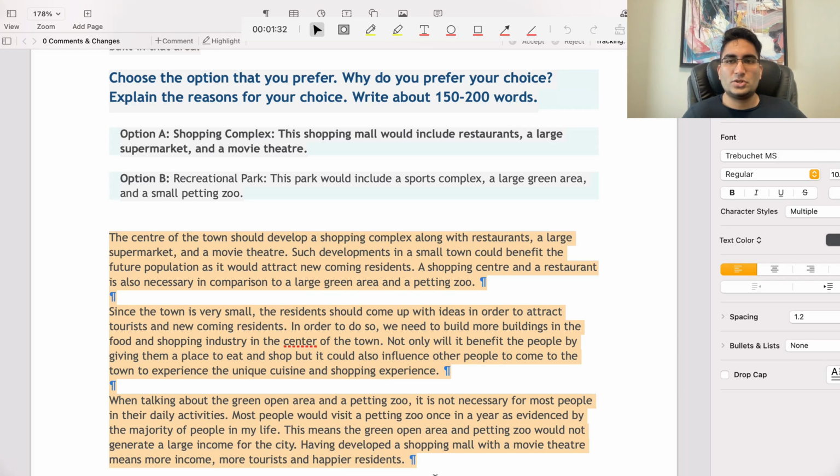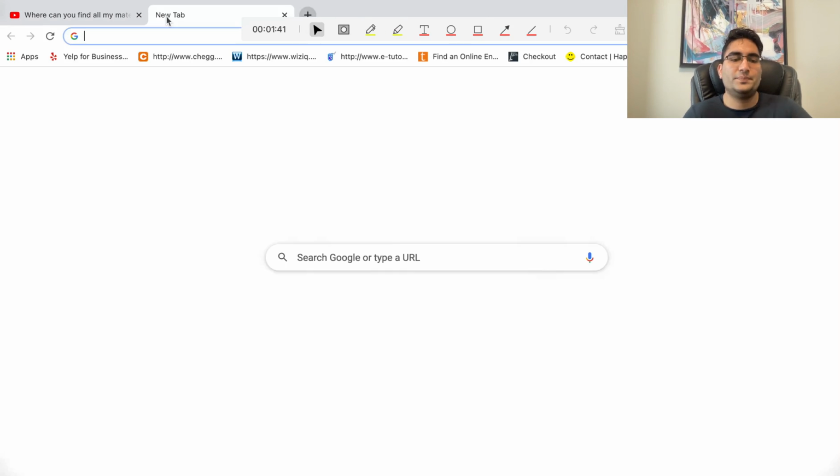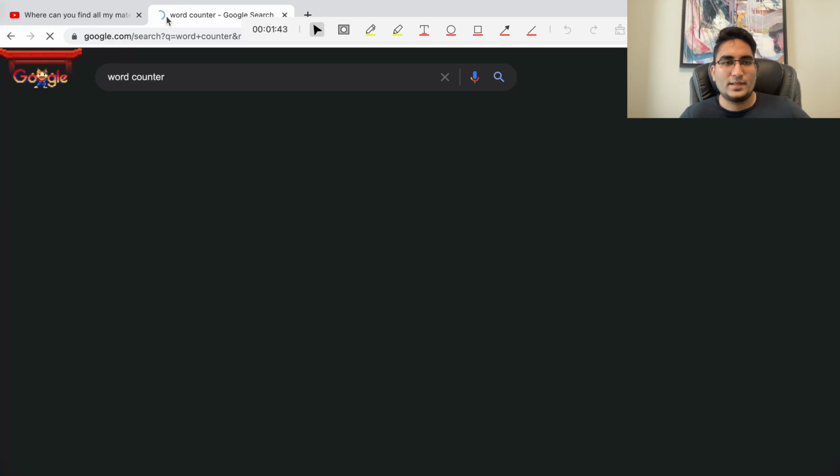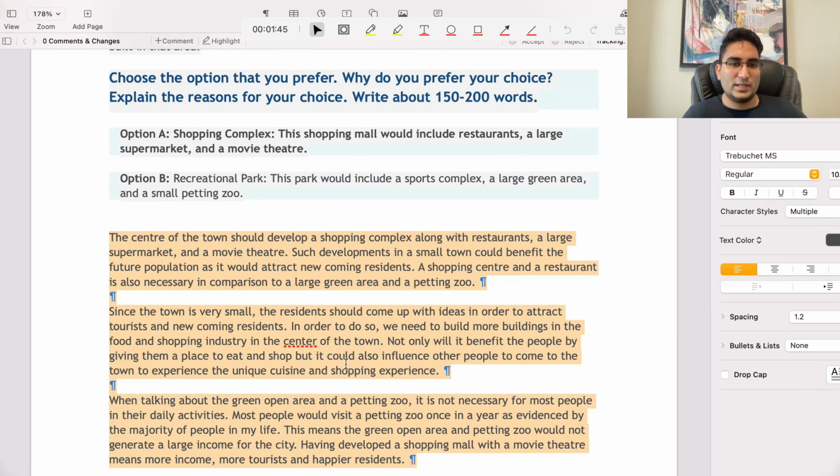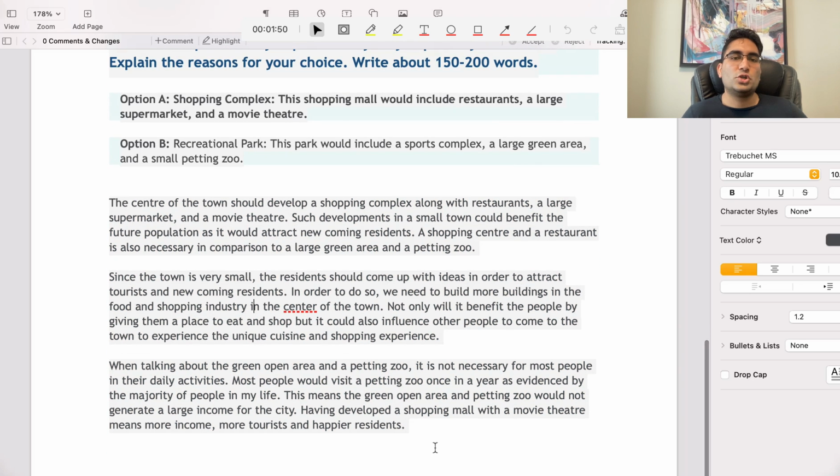Now you've got all of this. The first thing I'm going to check is the word limit, and I'm going to copy this. I'm not very good with Pages, so I'm just going to go on Google and type in a word counter. By the way, just by looking at this writing, I know this student is not using the template. She's one of our new students, so she's missing the template.